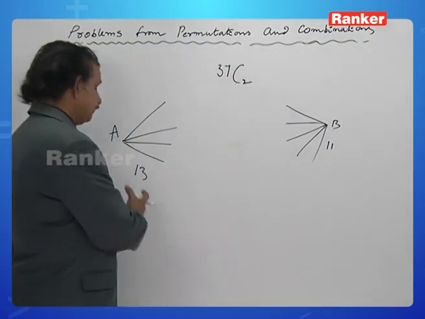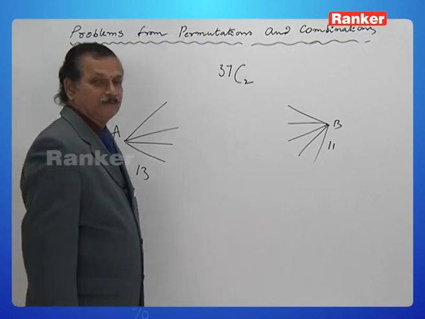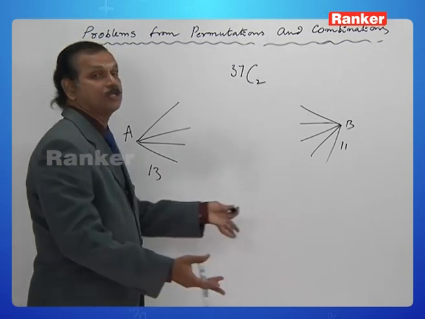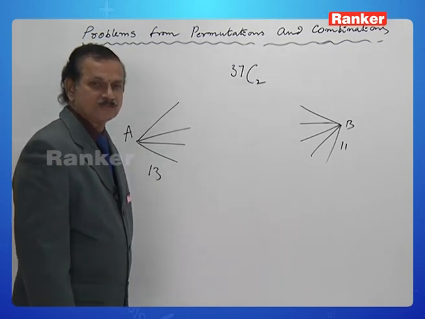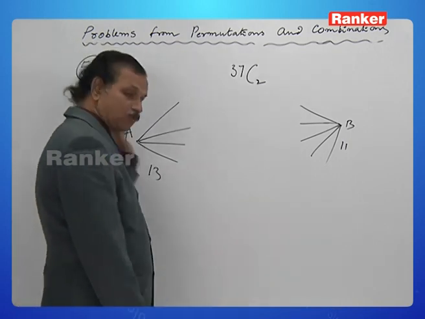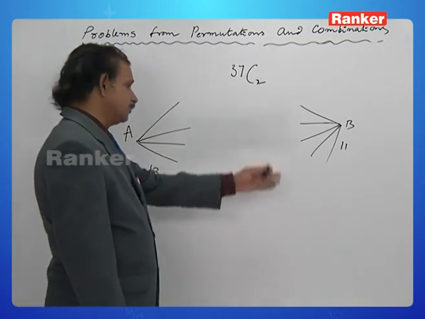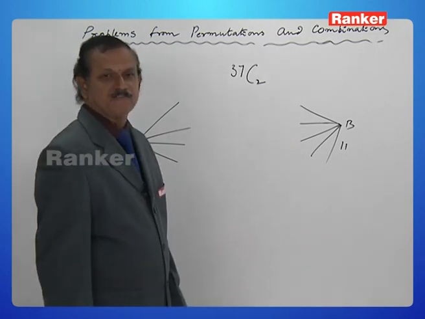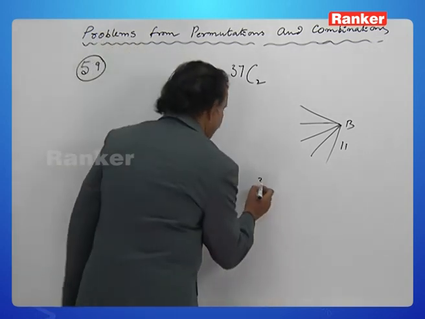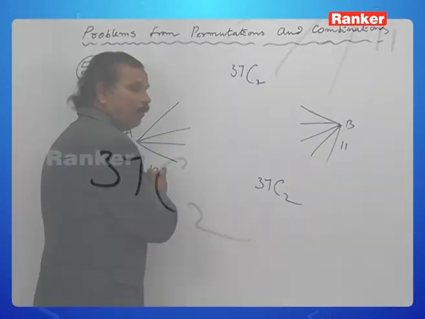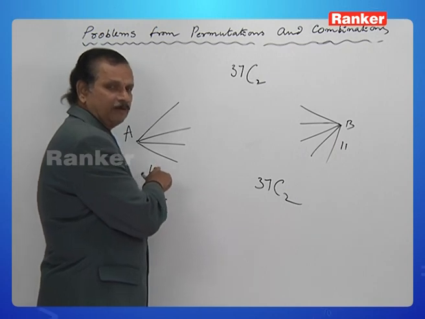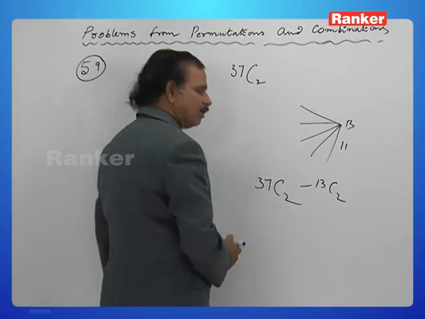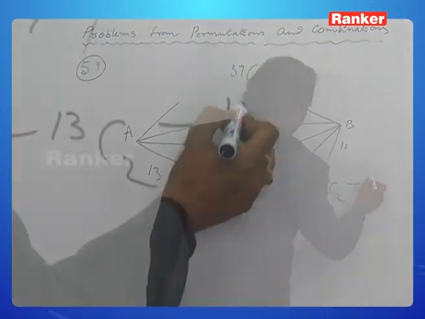Actually, if 13 lines are there, we generally count the number of points of intersection to be 13C2, which is not the case, because all these lines pass through one point only. Just like that, all those lines pass through one point only. Therefore, the required number of points of intersection can be 37C2. Are these valid or invalid? Invalid. So, minus 13C2. Again, are these valid or invalid? Not valid. So minus 11C2.